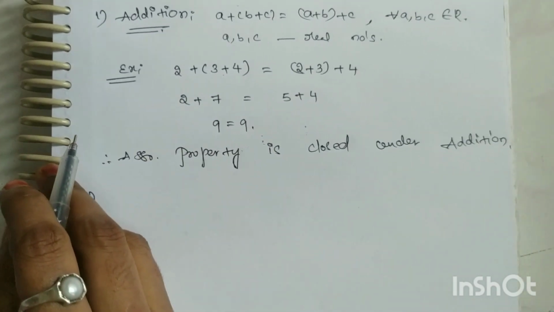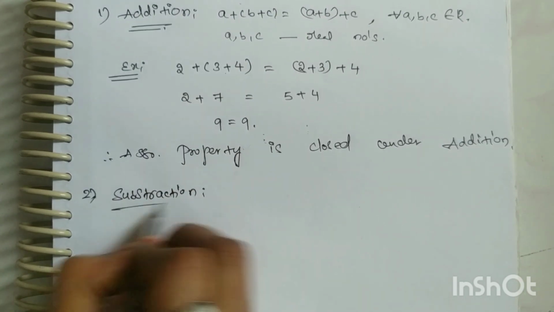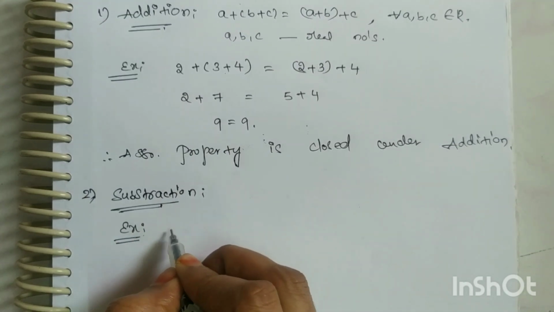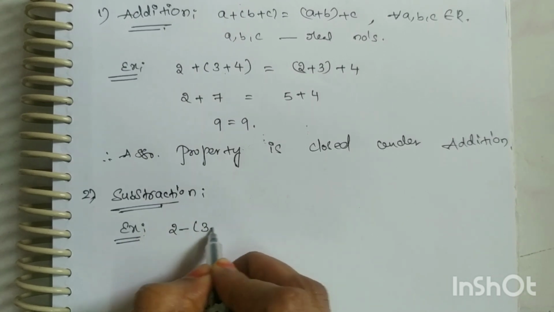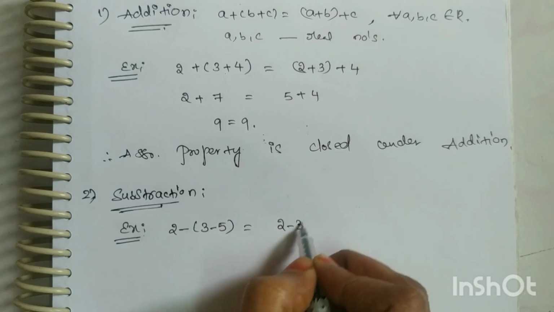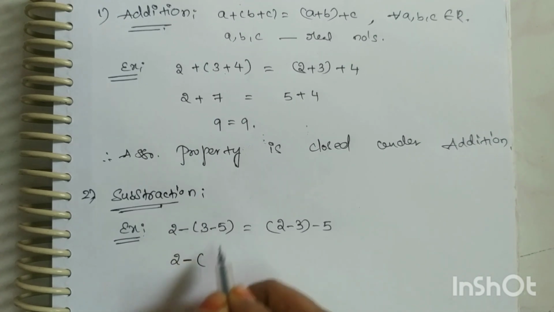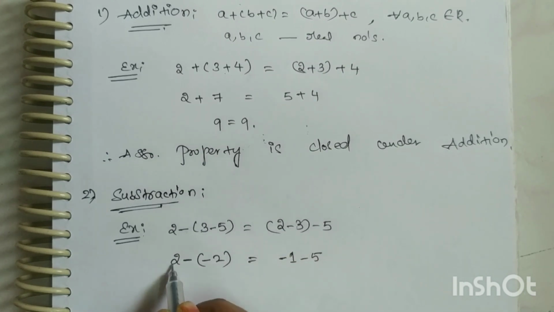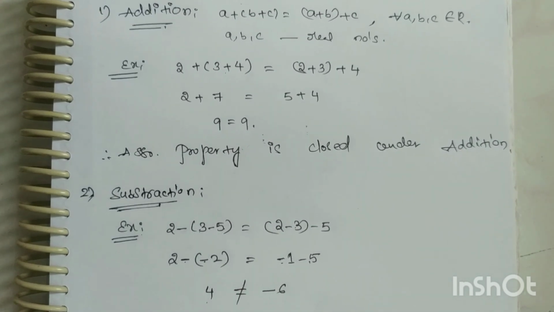Next one, let us move to the second property, that is subtraction. Before the condition we will see one example. I will take three real numbers 2, 3 and 5. So (2 - 3) - 5 and 2 - (3 - 5). 3 - 5 is minus 2, and 2 minus minus 2 is 4. 2 - 3 is minus 1, minus 5 is minus 6. So 4 is not equal to minus 6.